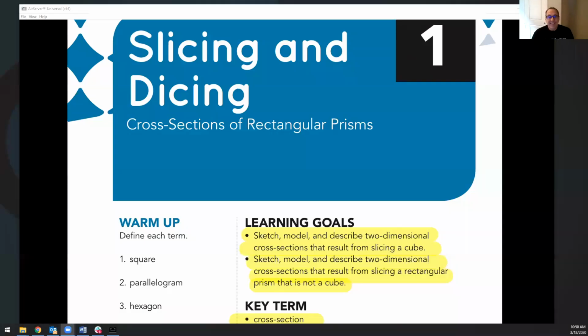Hello. Today's lesson is called Slicing and Dicing. It is the first lesson in a new topic on three-dimensional figures. So before we get too far in, we'd like to talk a little bit about the difference between two-dimensional figures that we've been exploring before and three-dimensional figures, which are going to be looked at in this entire topic.